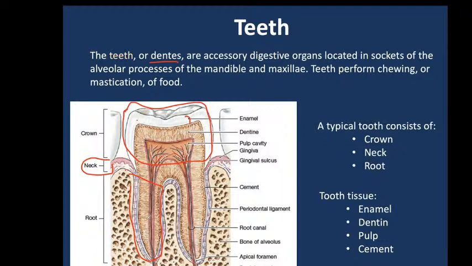Inside of each tooth we could find the cavity, and we call that pulp cavity. And pulp cavity contains, of course, pulp. What is it? Pulp is a connective tissue containing nerves and blood vessels. As you see here, inside of pulp, you can see blood vessels and nerves.